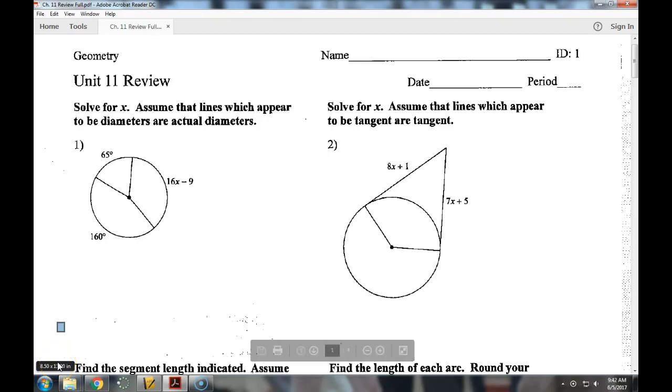All right, Chapter 11 review. Last test of the year. It's time to get after it.